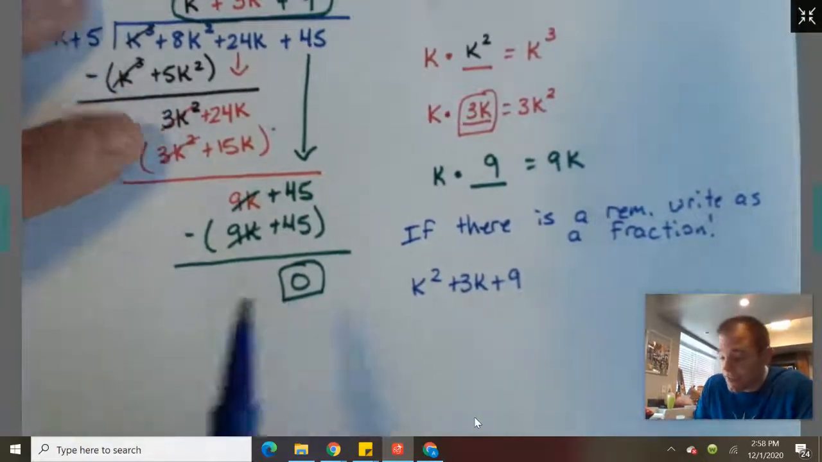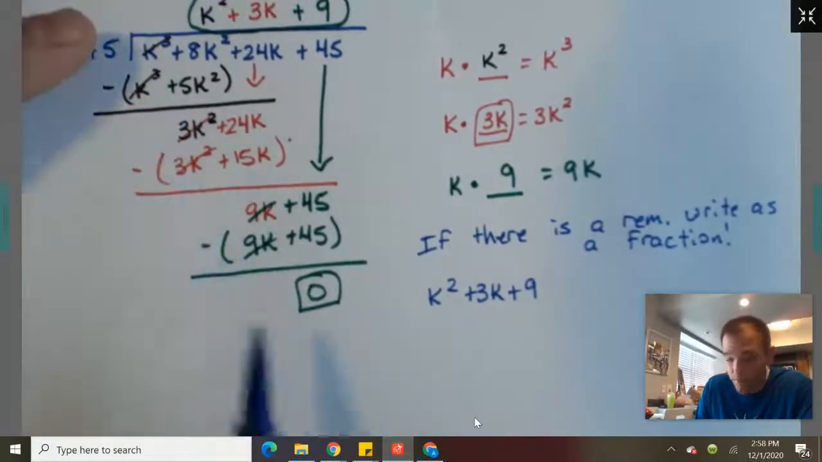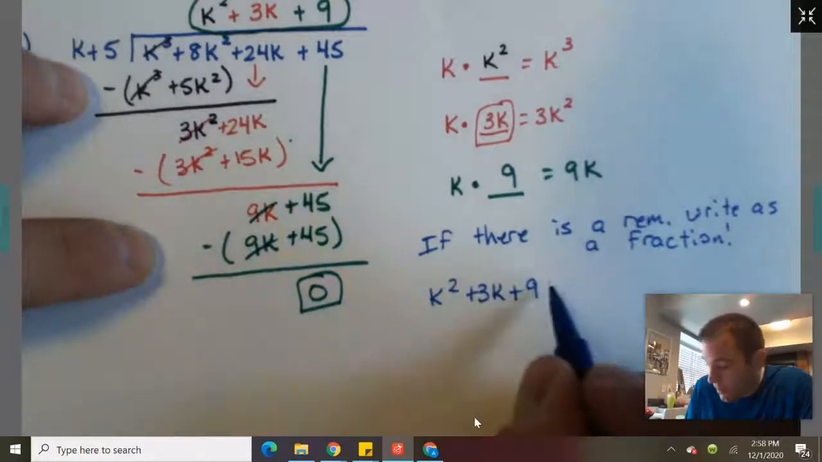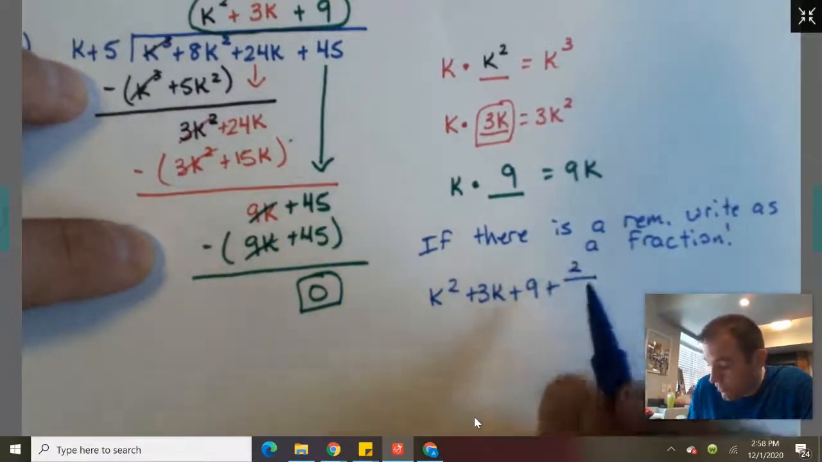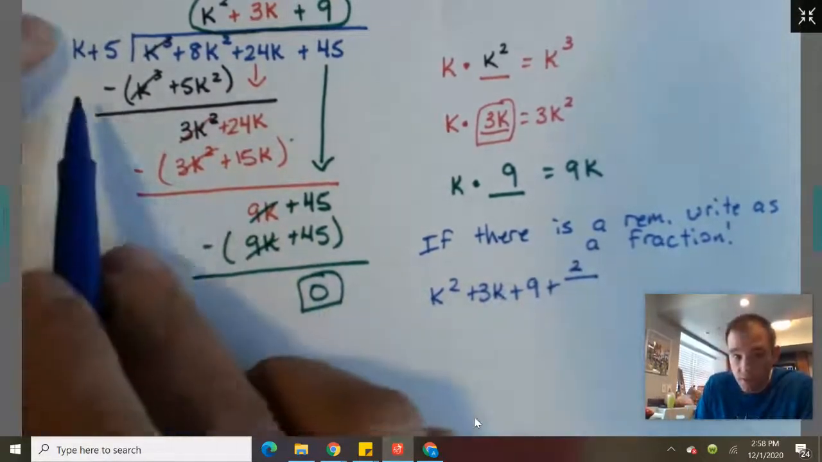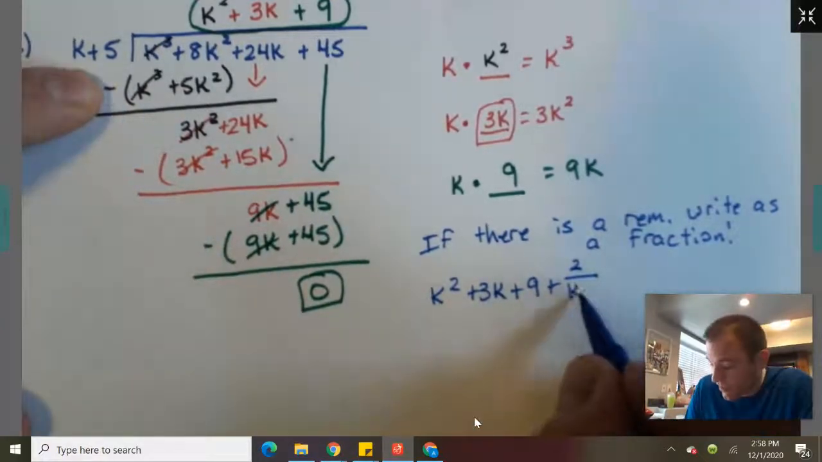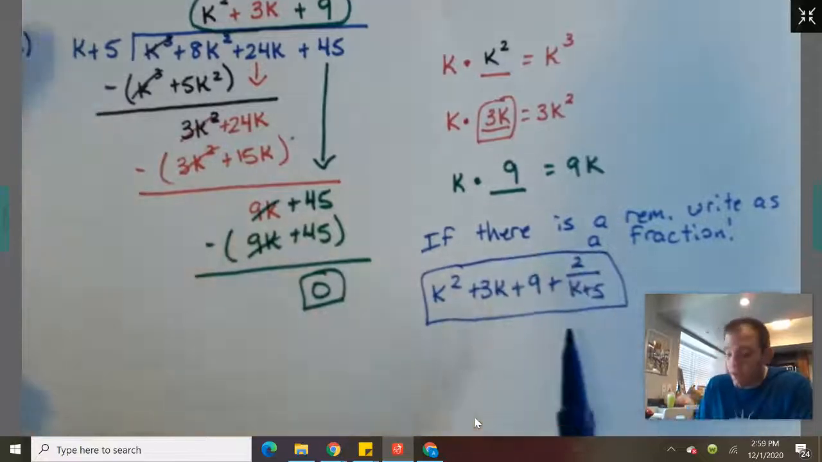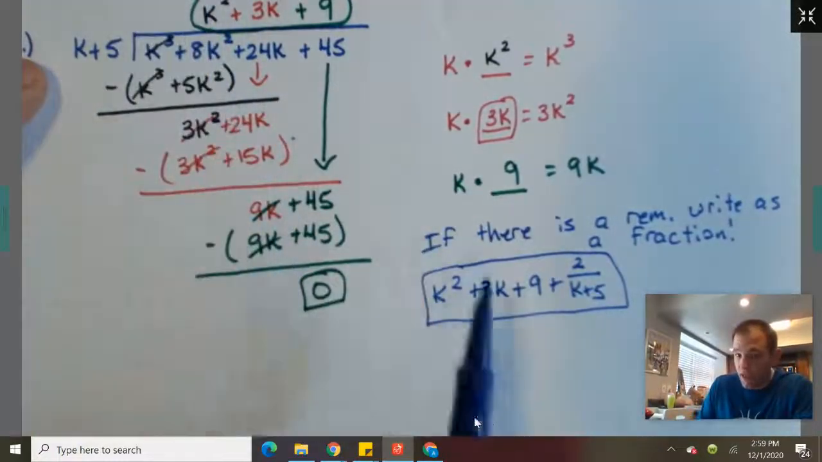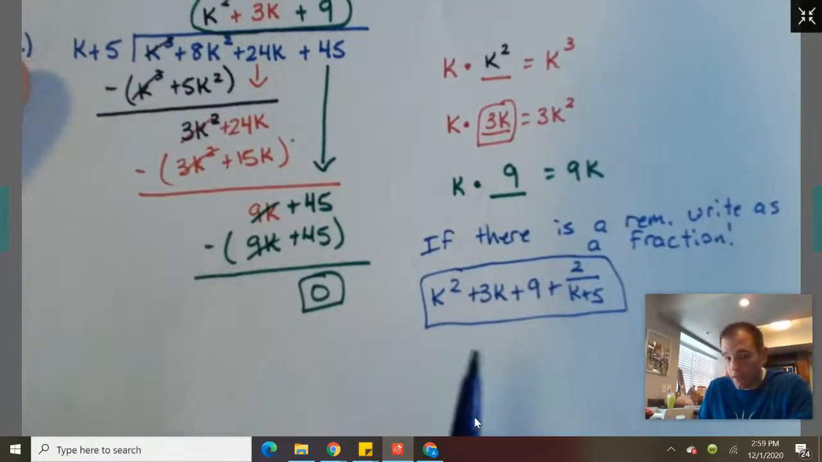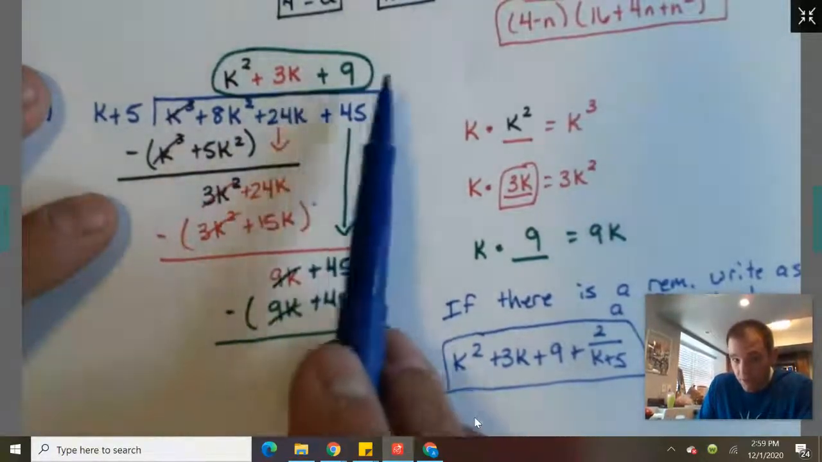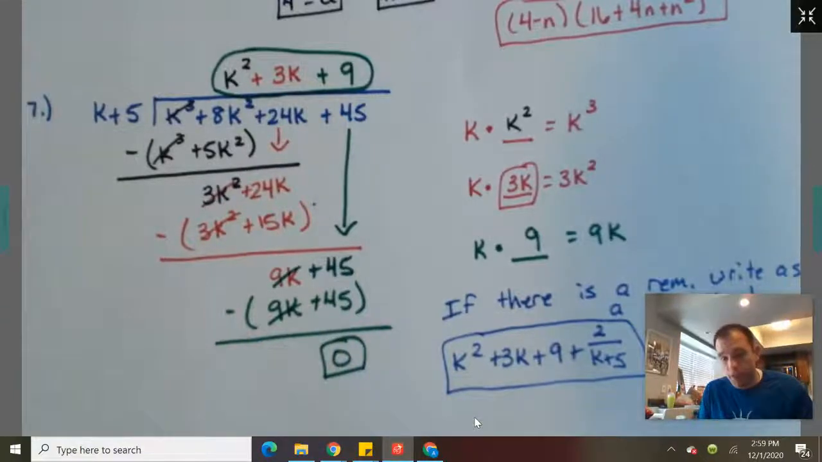So if this same problem had a remainder of 2, my answer would be that same thing plus 2 over whatever I divided by, k plus 5. So if there was a remainder, just write it as a fraction. You do all the same steps, you just add that fraction on the end. This problem, the answer is right there with no fraction because there's no remainder. So hopefully that will help you out if you get stuck.